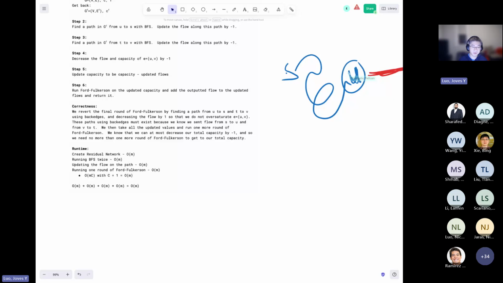Creating the residual graph is O(V+E). Running BFS twice is O(V+E). Again, this is O(V+E), but technically O(E) because we know it's connected. Updating the flow on the path is O(V+E). Running one round of Ford-Fulkerson is O(M times C). But because of the capacity we're left with, one capacity, we know we only have one round. C equals 1 makes O(M times C) equal to O(M). So that is your runtime for Ford-Fulkerson. And all of them combine to be O(M) total. So that is your linear runtime to do this.